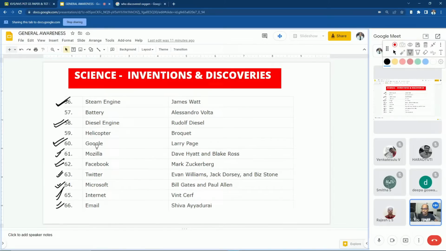Google, Larry Page. Mozilla Firefox we use, Dave Hyatt and Blake Ross. Facebook is Mark Zuckerberg. Twitter is Evan Williams, Jack Dorsey and Biz Stone. Microsoft is of course Bill Gates. Internet is Vint Cerf and email Shiva Ayyadurai.